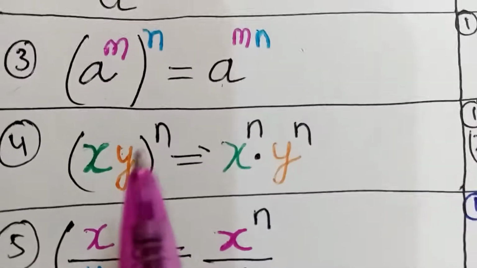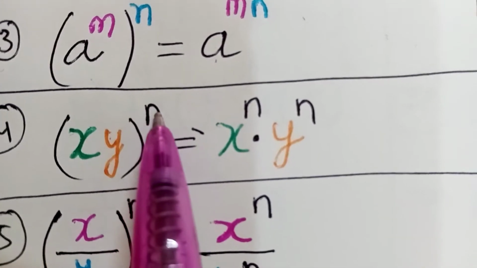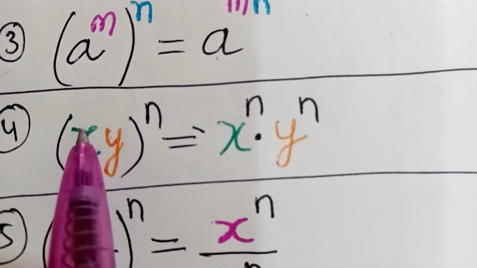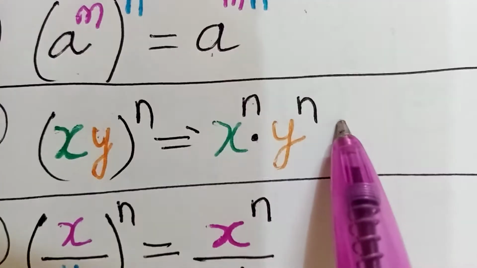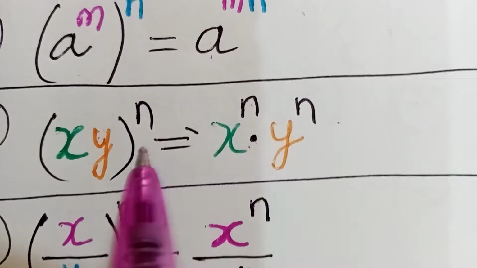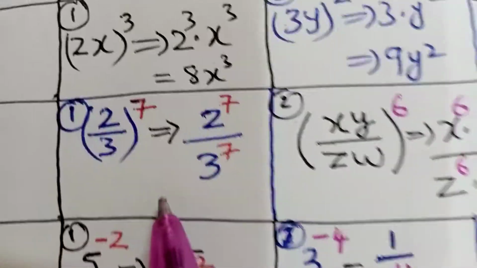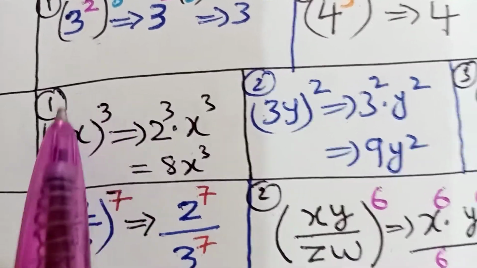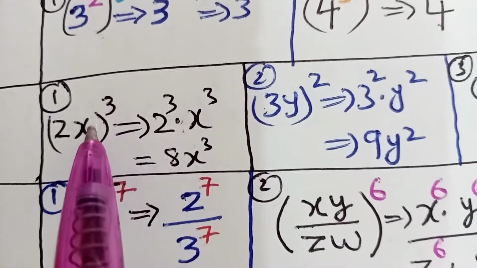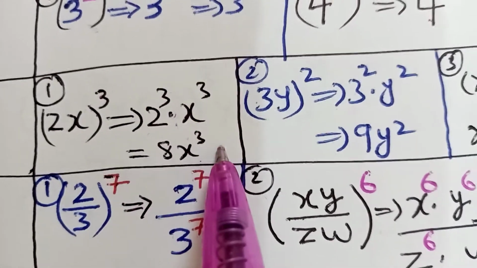Next formula: x into y power of n, common power. So bring the power here: x power of n into y power of n. Okay, let us go for the example. 2x power of 3. So 2 power of 3 into x power of 3. 2 power of 3, 2 into 2 into 2, 8, x cube.